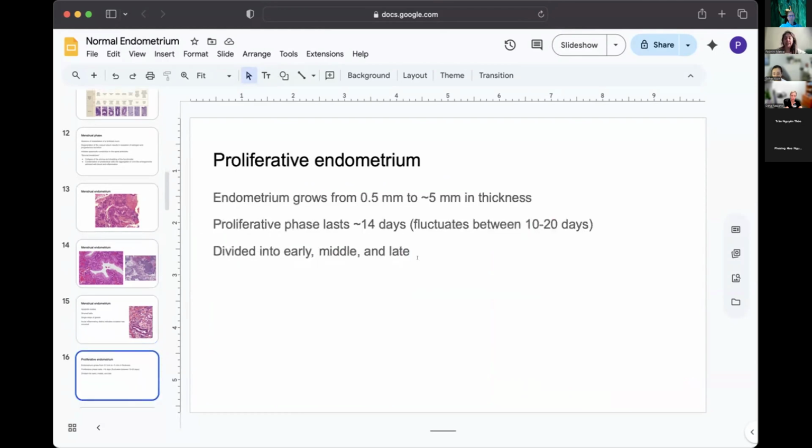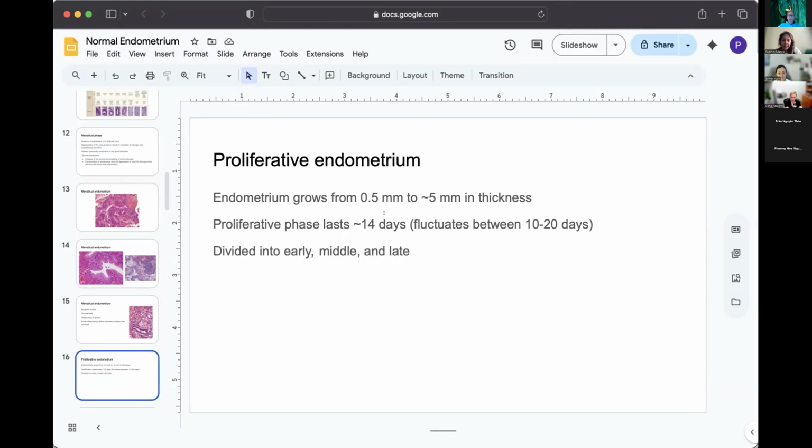So then moving into the proliferative endometrium. This is where the endometrium is starting to build up after it's been shed. Now it's starting to regenerate, and it typically lasts 14 days. And this is where we see the thickness in the endometrium.